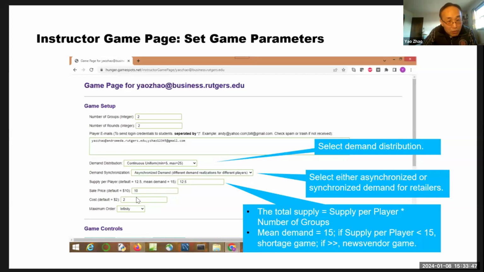The last numbers are just the newsvendor numbers. That's the sales price of the product, $10. You can set the number you want. Cost of the product, $2. Just make sure the sales price is bigger than the cost. The last one is the maximum order. Usually I just use infinity and let students choose whatever numbers they like, but sometimes they might go too crazy, so you might want to limit it with a maximum, let's say 1 million or 1,000 or something. It's up to you. I will show you in the game.